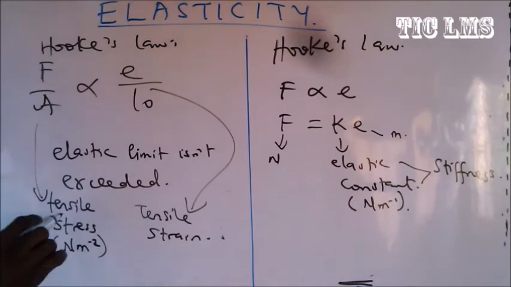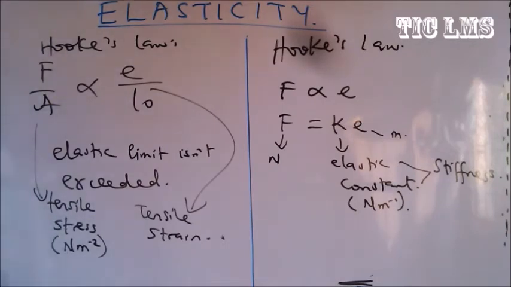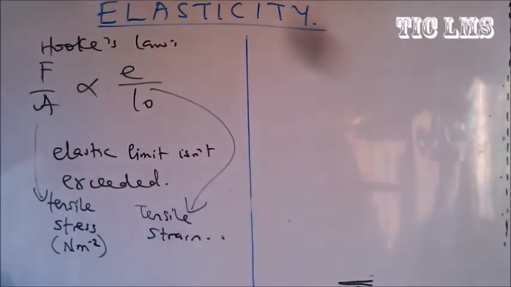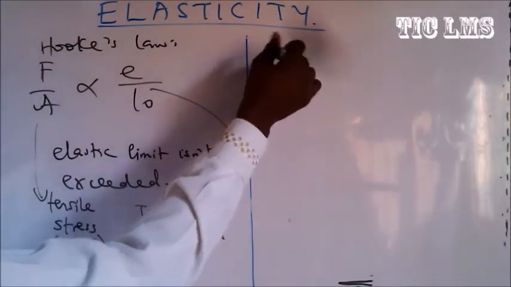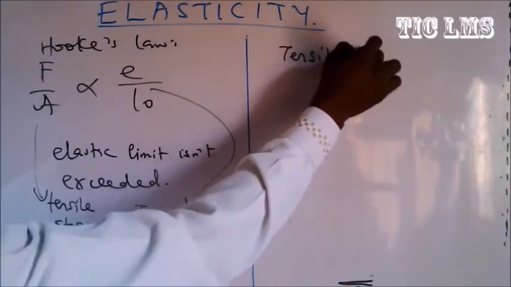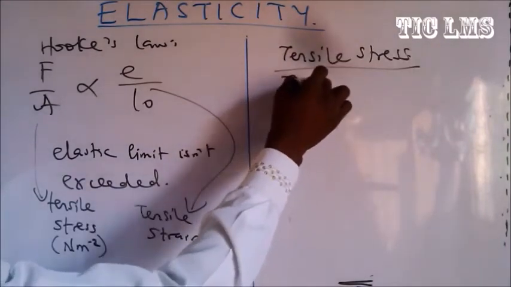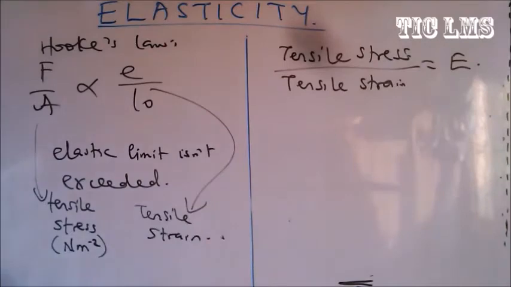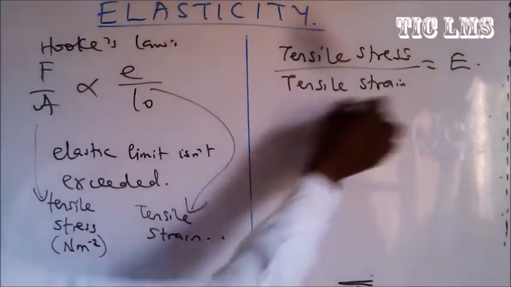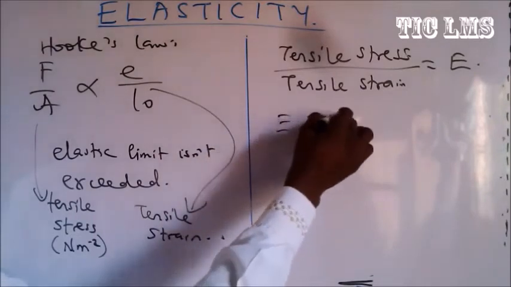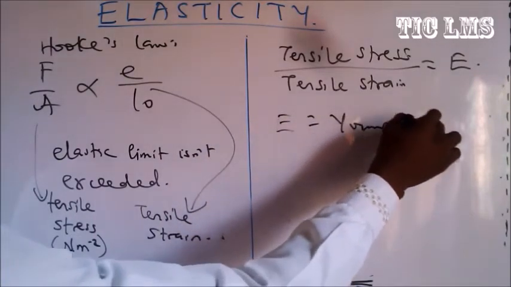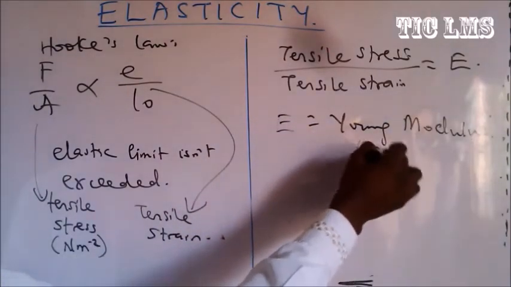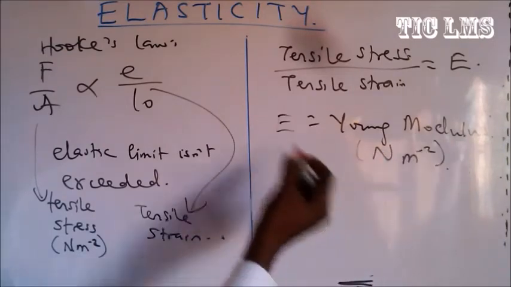Now the ratio of tensile stress to tensile strain gives us what we know as Young modulus, which is represented as E. So the E is what we call Young modulus. The unit of Young modulus is Newton per meter squared.